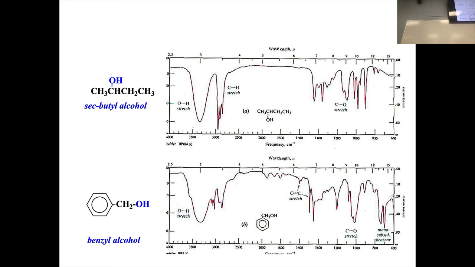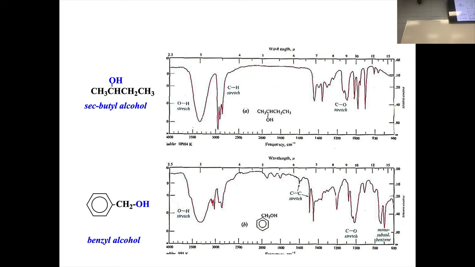And what you can see is that they appear about the same place, regardless of whether it is a secondary alcohol or a primary alcohol. That's the nice thing about IR spectrum. The functional groups, regardless of what they're attached to, appear roughly in the same place.